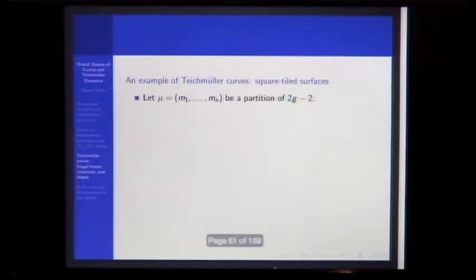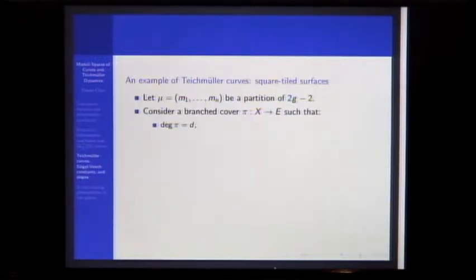Again, fix the zero type mu. I take a branched cover from a genus g surface to the torus E, satisfying the following conditions. The degree of the cover is d, and I fix the genus of the domain curve to be g, and E, let's take it to be the standard square torus, and I require pi has only one branch point. If you think of the torus as an elliptic curve, you take the marked point to be a unique branch point Q in E.